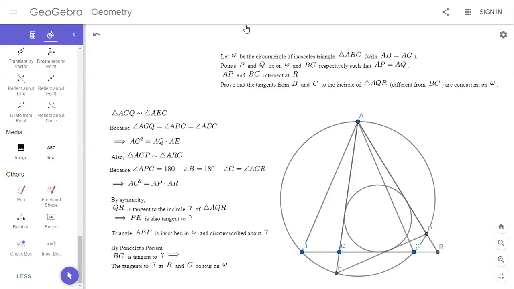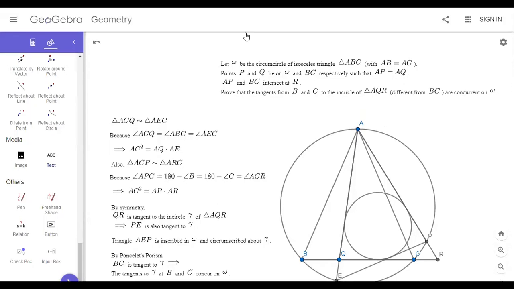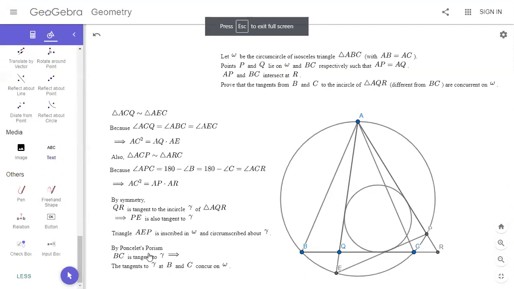I'm not sure. Okay, are you still saying to use Poncelet's porism? Yeah, Poncelet's porism finishes it. So I wrote out the last step here by Poncelet's porism.